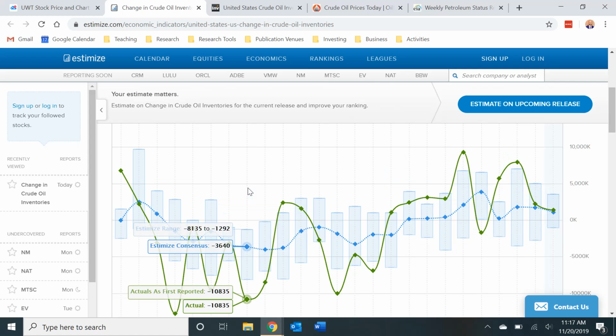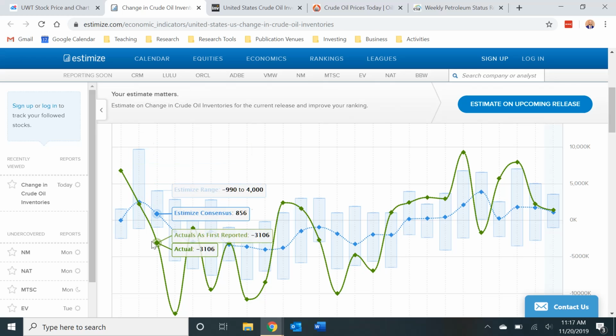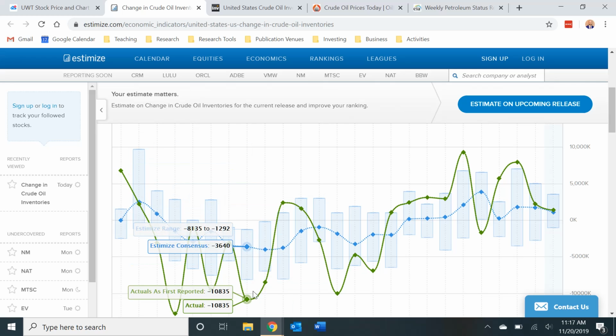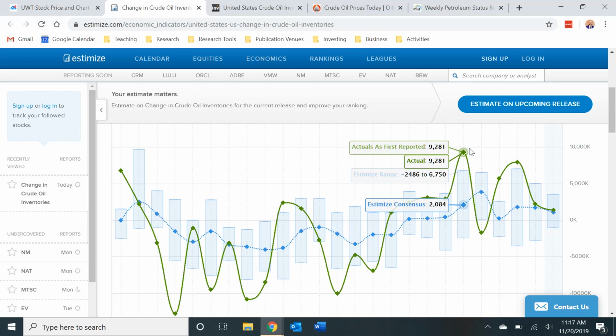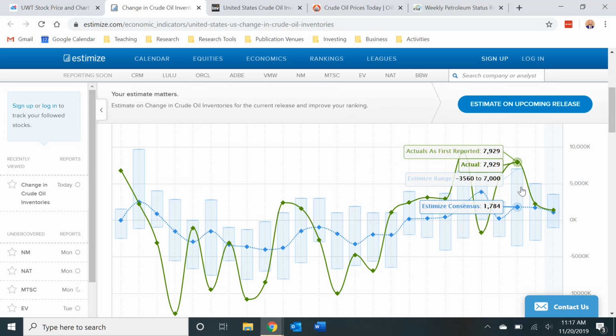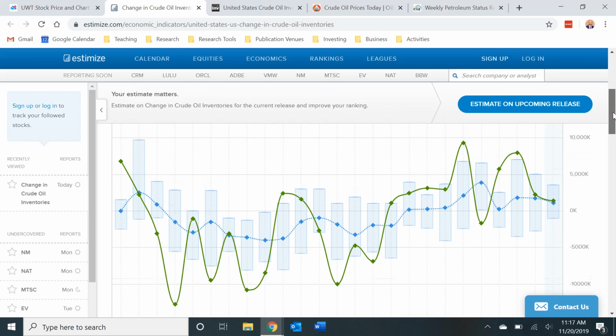You get a surprise. Let's see how many big surprises we had this year. 1, 2, 3, 4, 5, 6, 7, 8, 9, 10, 11, 12. So we've had about 12 big surprises over the course of a year. So if you add that up over the course of the year, if you could make even just an average of 2% each time there's a big surprise, you've just made 24% on your money over the course of a year just by playing these oil inventory surprises.